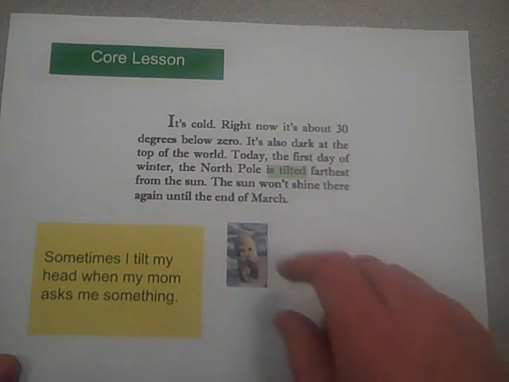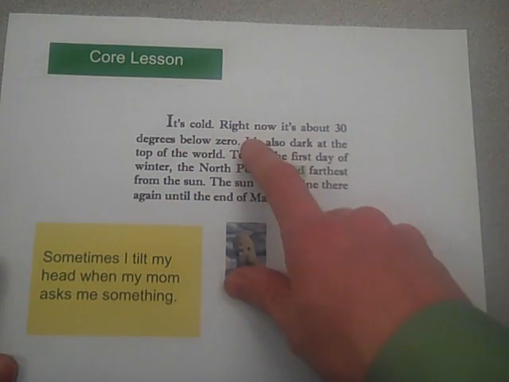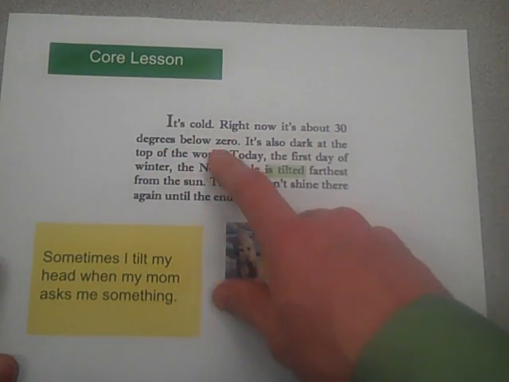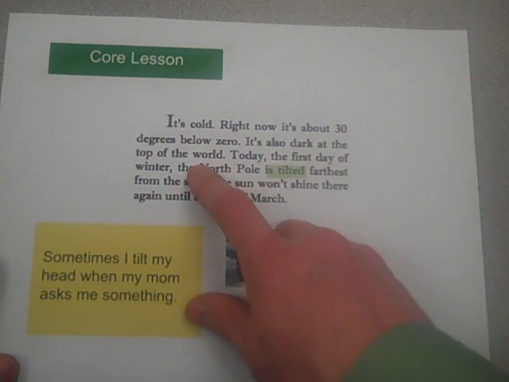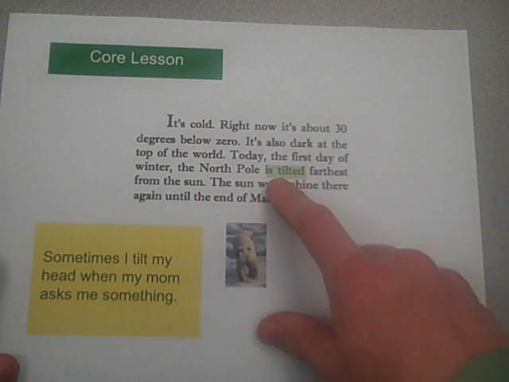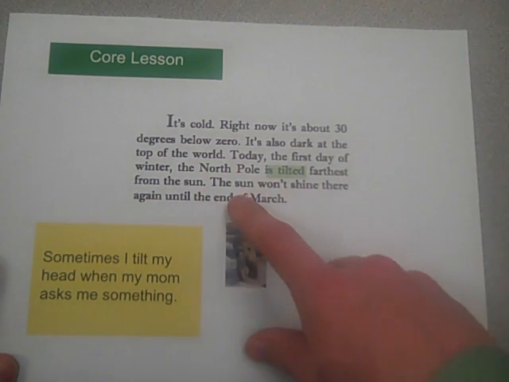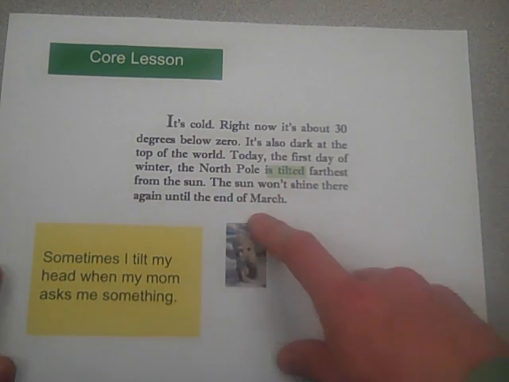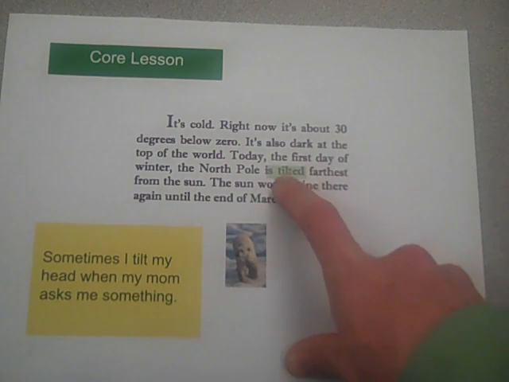Here's another example. It's cold. Right now, it's about 30 degrees below zero. It's also dark at the top of the world. Today, the first day of winter, the North Pole is tilted farthest from the sun. The sun won't shine there again until the end of March. Well, I was confused by is tilted. What does is tilted mean?